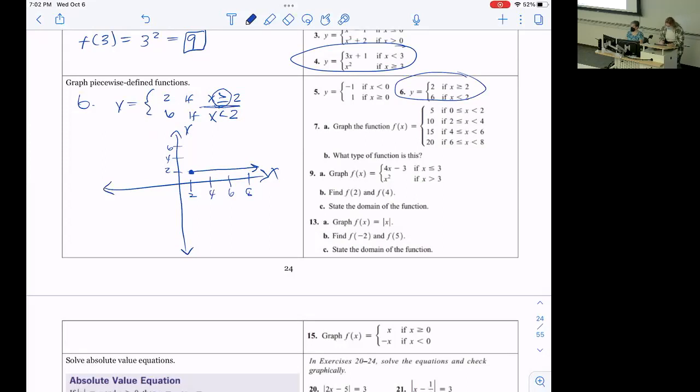And then we know that y equals 6 if x is less than 2. So up here, when x is 2, we go all the way up to 6. But since the domain down at the bottom does not have an equal sign, we know that this circle is going to be open. And since x is less than 2, this is going to go in the negative direction. So if you were looking at 7, it'd be the same idea, just more line segments.